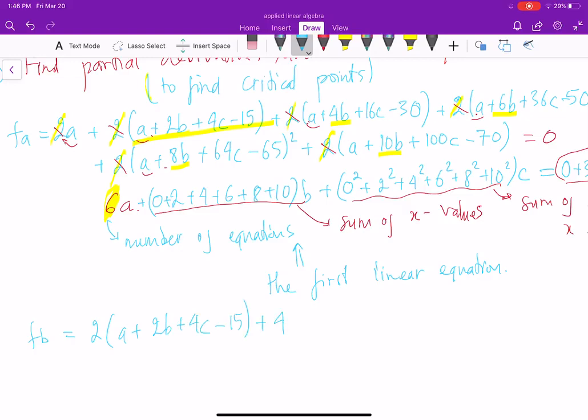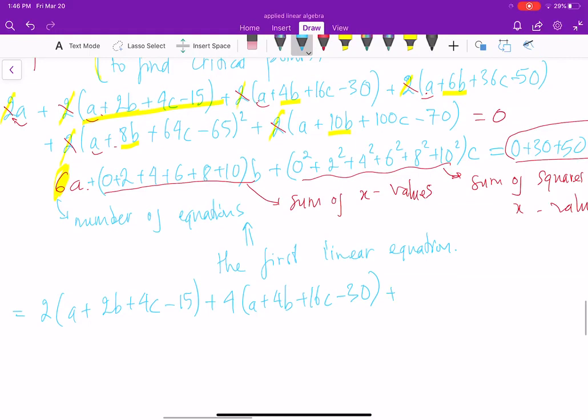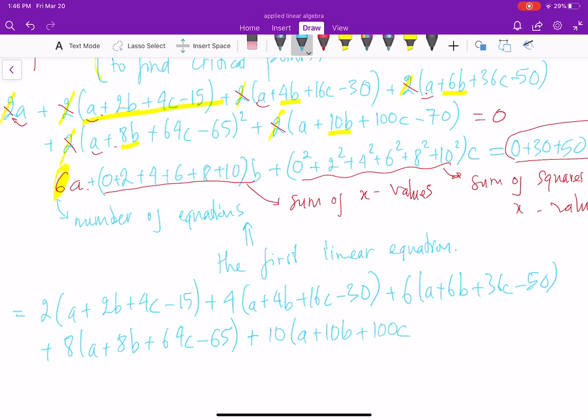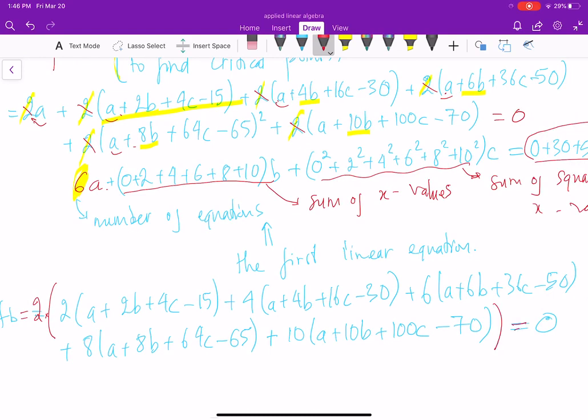The next one is 4 times, because the next x value is 4, a plus 4b plus 16c minus 30. You see? And then each time you increase, you just add in here. You have 6, and then a plus 6b plus 36c minus 50. Then you move to the next data point: plus 8, a plus 8b plus 64c minus 65, and then plus 10, a plus 10b plus 100c minus 70. And you set this equal to 0. I would like to mention here, I already simplified 2. So basically, we would have 2 times in here, multiplied with everything. Don't forget that.